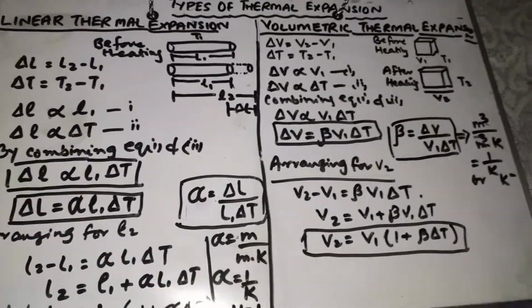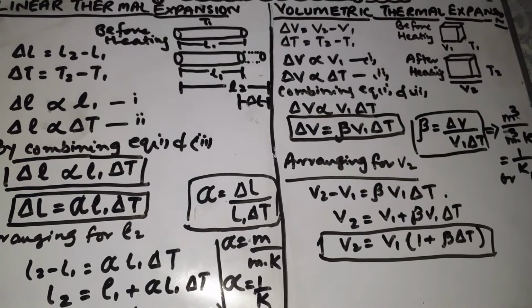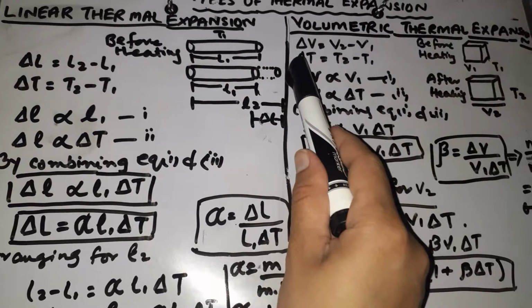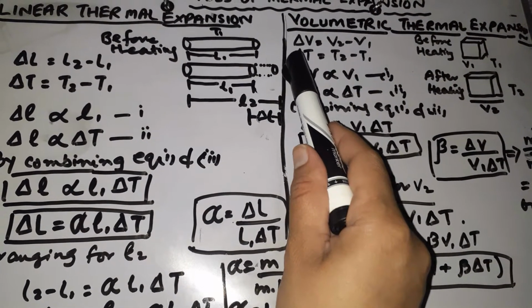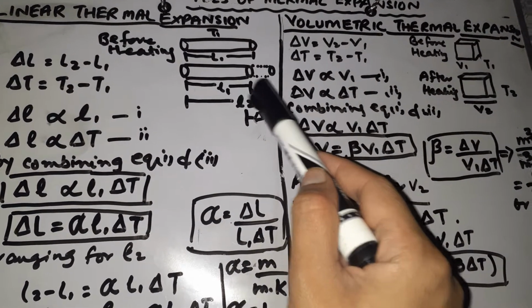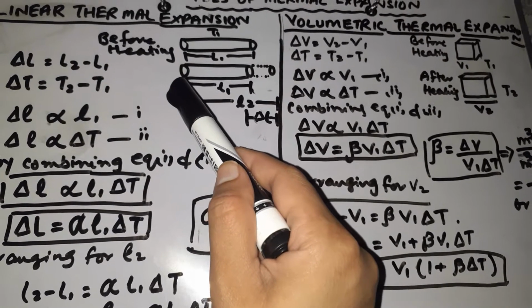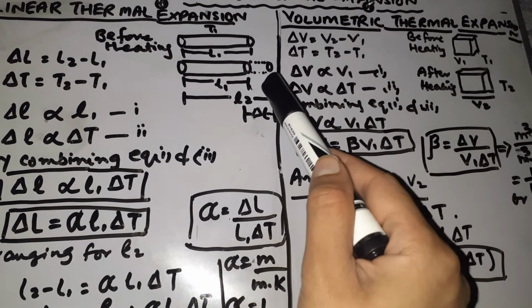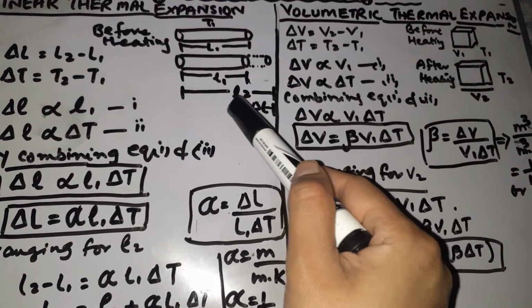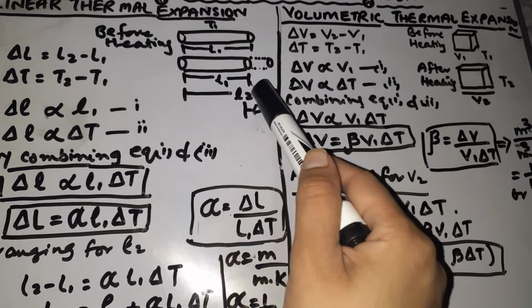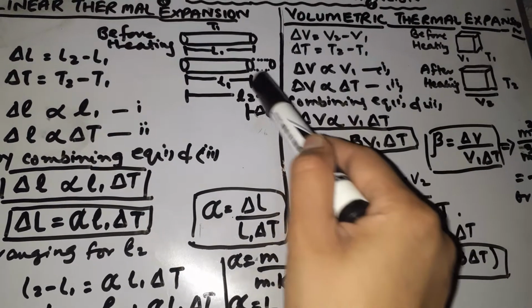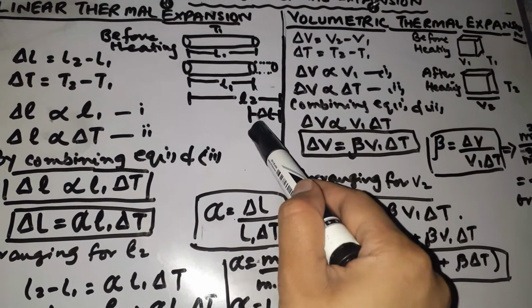For this, we are going to consider a thin metallic rod of length L1, like this. The length of the metallic rod is L1 and before heating the initial temperature is T1. After some time it is heated, and due to the heat the temperature increases and the metal expands, and there is some increase in length, which is shown here by L2. So the original length is L1, the final length is L2, and the change in length is delta L.